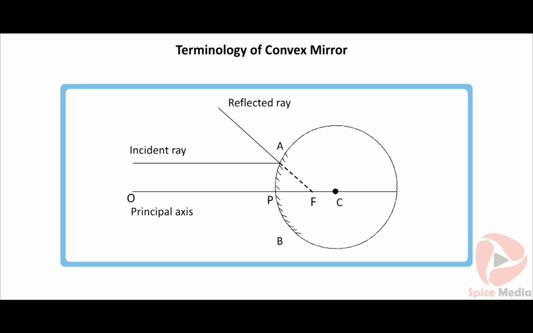Convex mirror also have the following terms used to describe the image formation as that of concave mirror: pole of mirror P, center of curvature C, radius of curvature R, principal axis OP, principal focus and focal length.